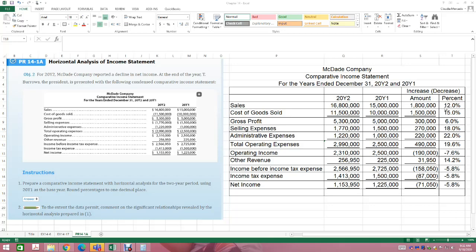Okay, so that is how you prepare the analysis. Now you can say, okay, this is the dollar amount increase or decrease. This is the percent increase or decrease.